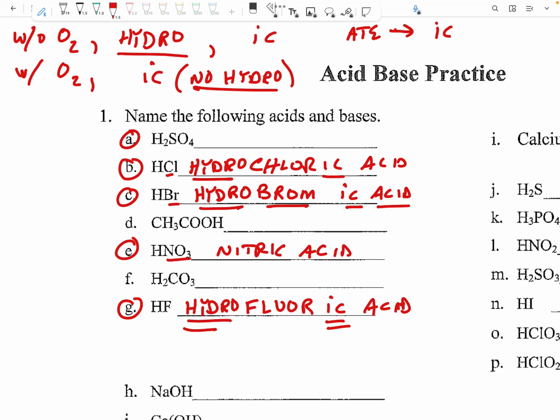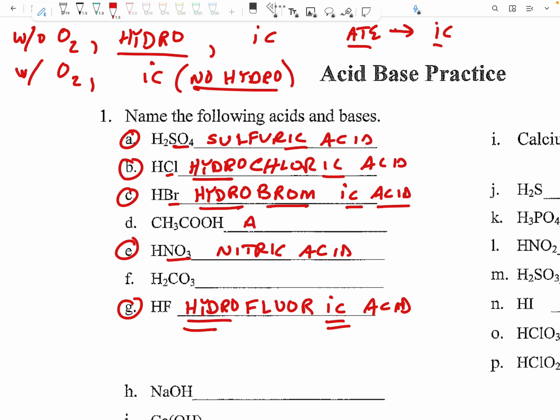We have this one. We look at the anion. There's oxygen here. SO4 is a polyatomic ion. So we look for SO4 in our polyatomic ion chart, and we see that it's sulfate. Well, sulfate has the ATE at the end, and so the ATE now becomes the IC. So we're not going to use hydro at all. We're going to say sulfuric acid. Okay?